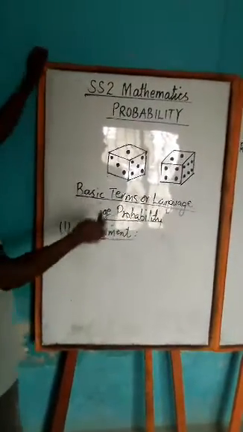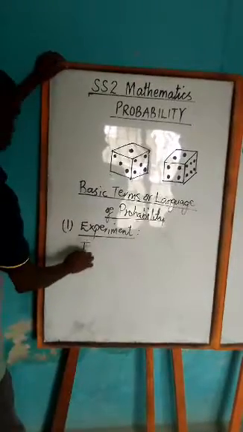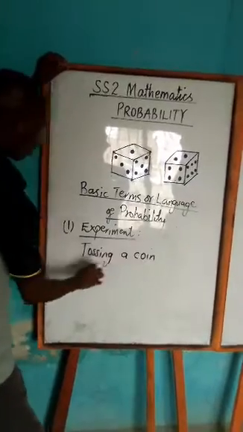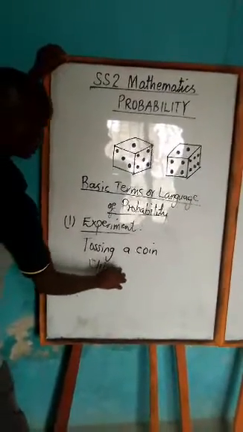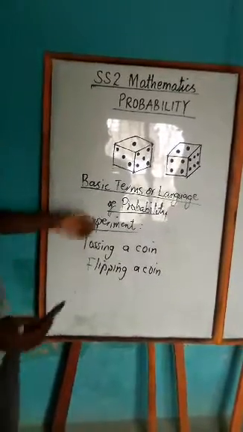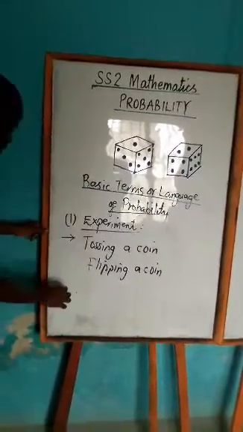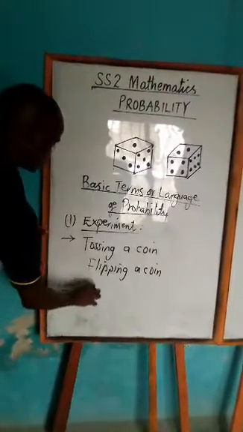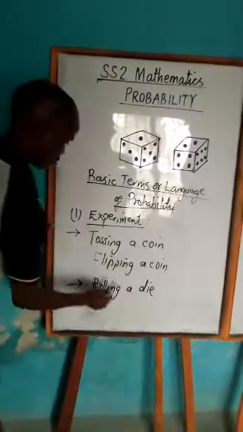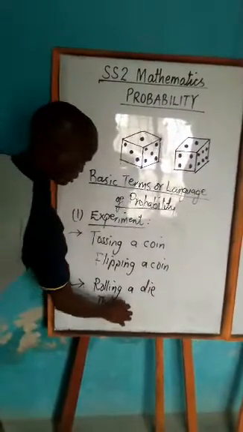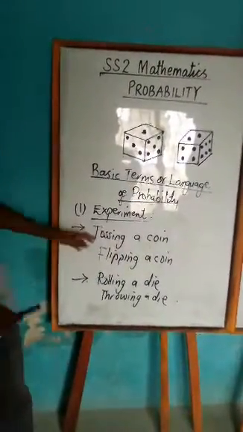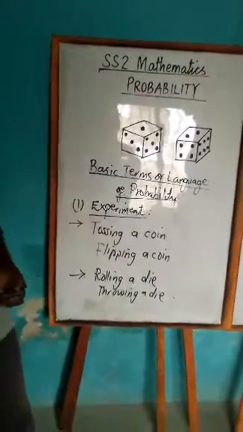An example of experiments in probability is tossing a coin or flipping a coin. Another example of experiment in probability is rolling a die, or throwing a die. Okay? So these are two examples of experiment in probability.